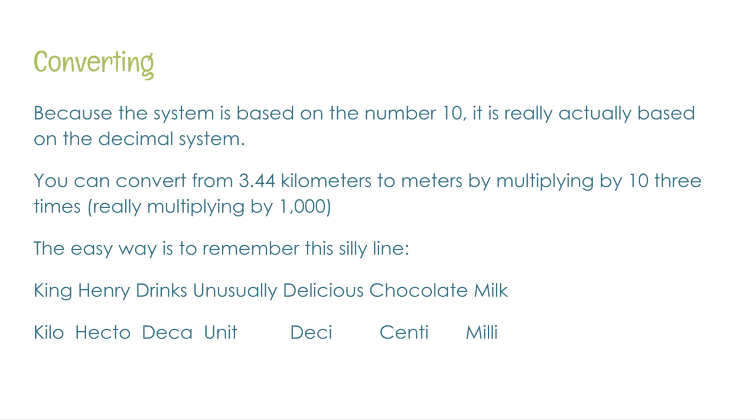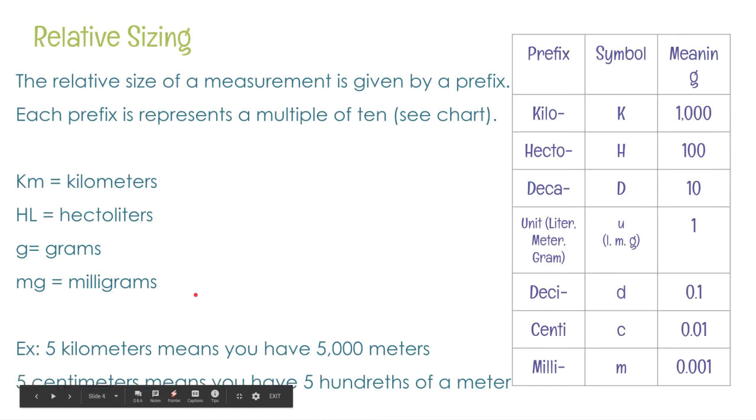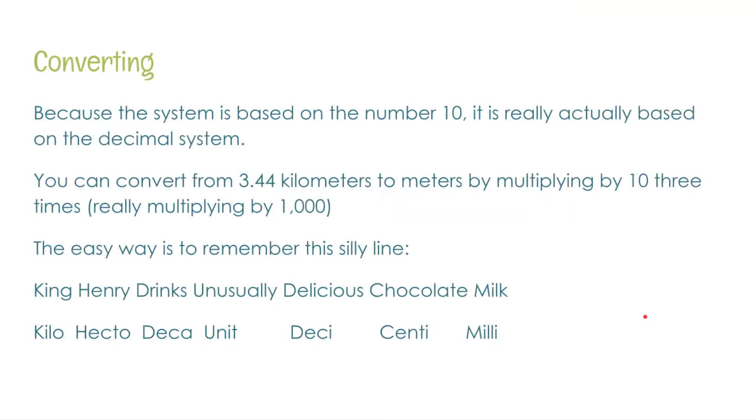The easy way is remembering this silly sentence. King Henry drinks unusually delicious chocolate milk. So here we have king is for kilo, Henry is for hecto, D for deca, etc., etc. We need to keep all of these in order for this purpose. We need one letter or one term for each of the place values so that we don't wind up skipping more than one place at a time.